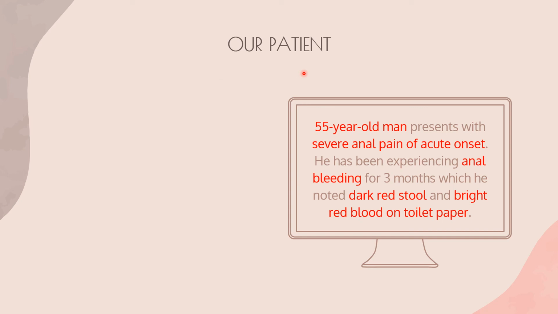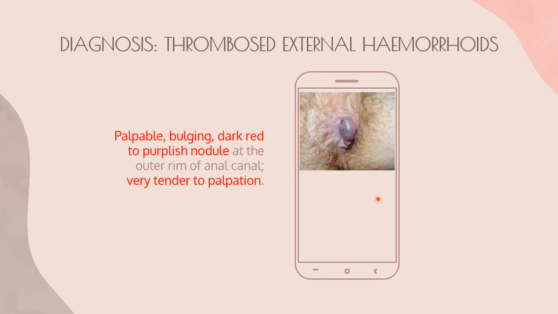Let's look back at our patient. A 55-year-old man presents with anal pain and anal bleeding associated with dark red stool and bright red blood on toilet paper. On physical examination, you would see a palpable bulging dark red to purplish nodule at the outer rim of the anal canal. It is very tender to palpation. The diagnosis of thrombosed external hemorrhoids was made.